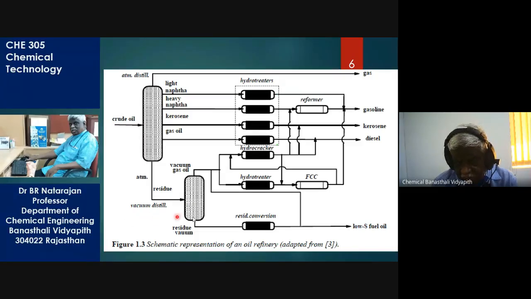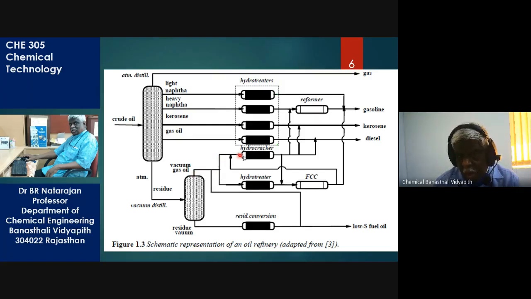In vacuum distillation, steam is also added. It is not shown, but make sure that there is an arrow for steam here, right? And you get a bottom from the vacuum column, which goes for residual conversion, and you get low sulfur fuel oil. This could be simply visbreaking, etc. And the top one also undergoes hydrotreating, right? Or this also may be brought in to blend with this to form some variety of fuel oil. Fuel oil also, remember, there are many grades of fuel oil, right?